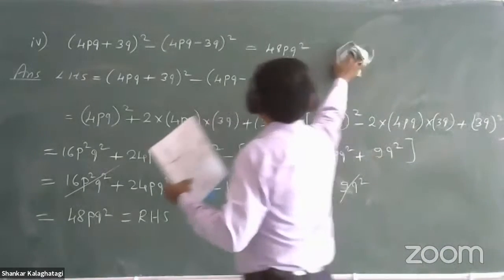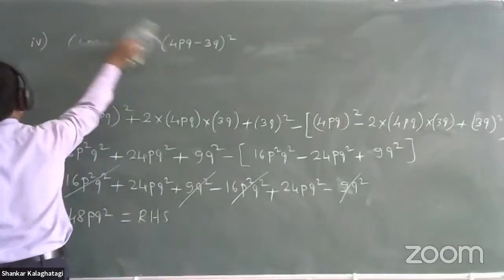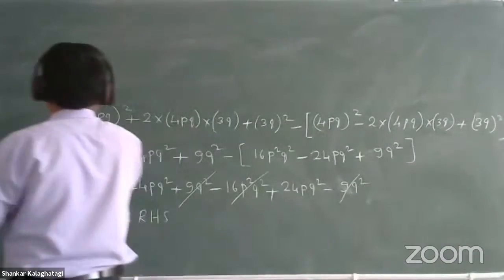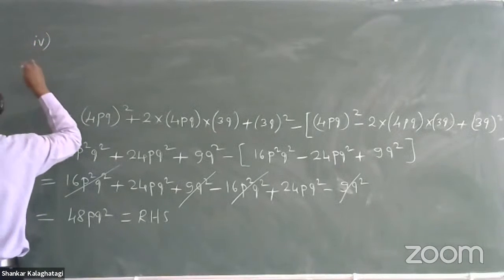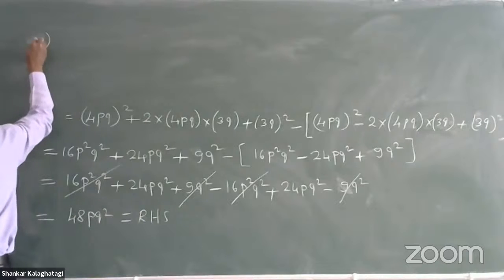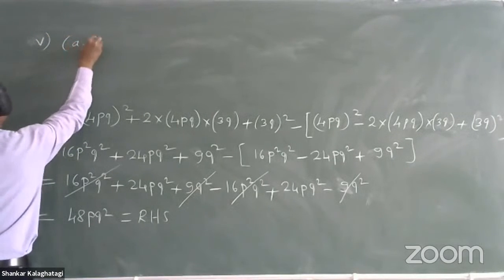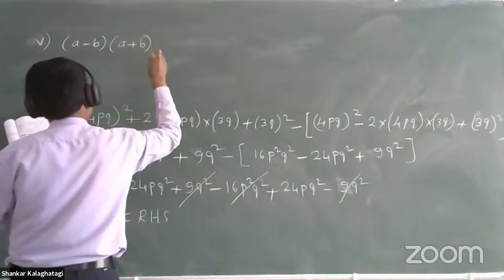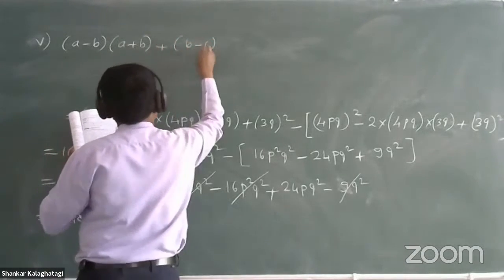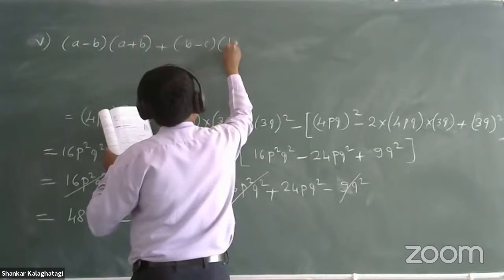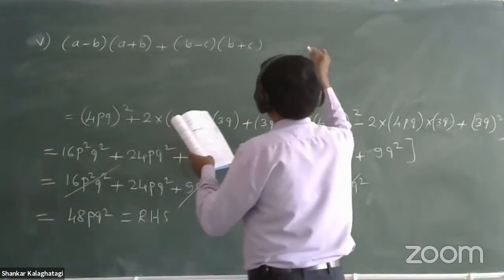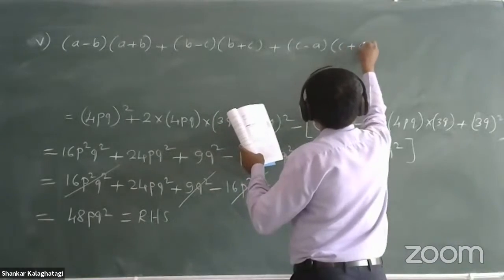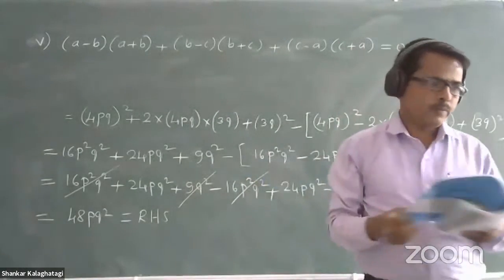Next problem. Fifth one. (A minus B) into (A plus B) plus (B minus C) into (B plus C) plus (C minus A) into (C plus A) is equal to 0. You should prove this.